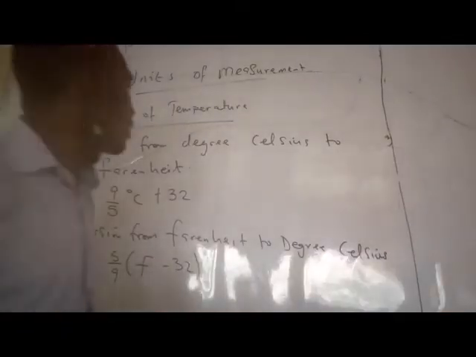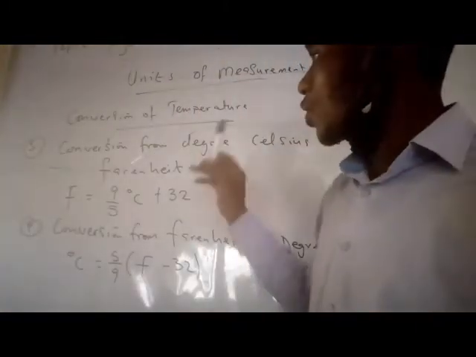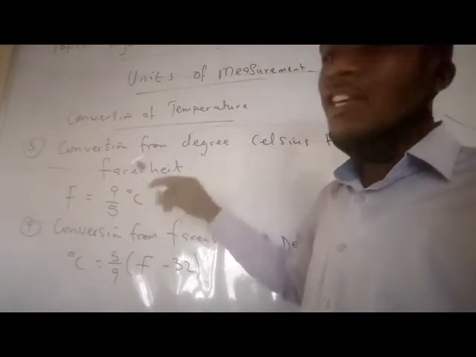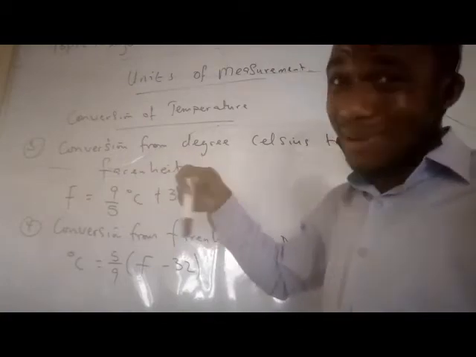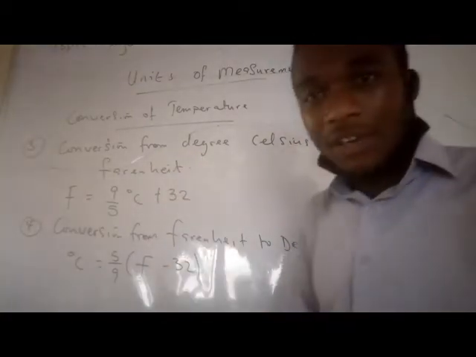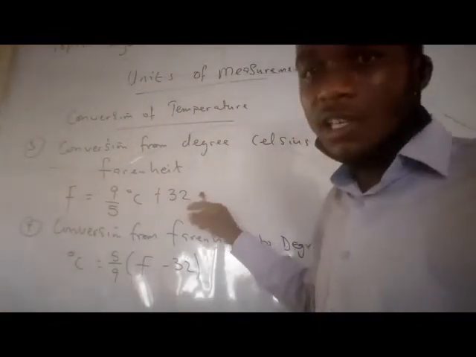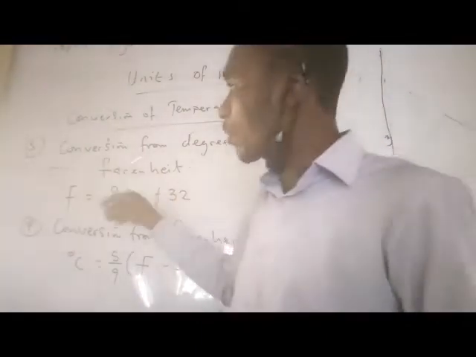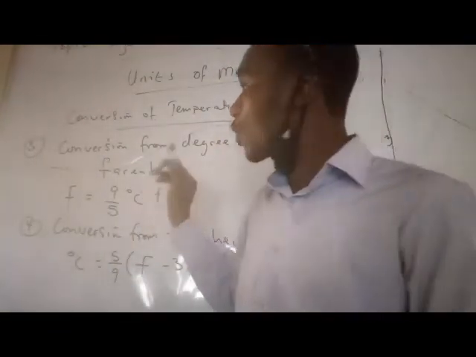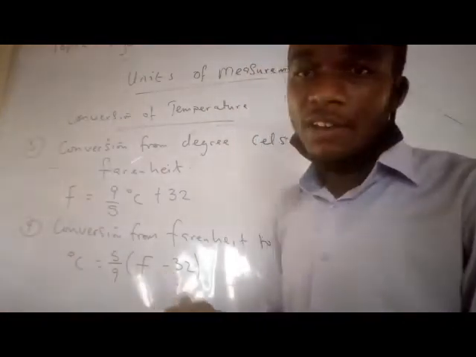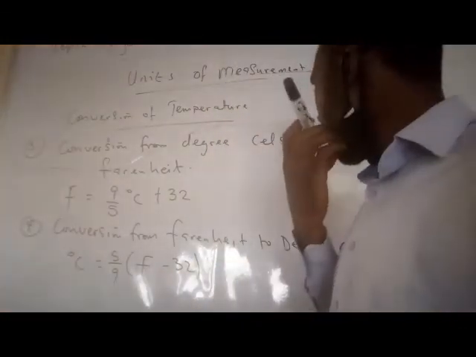Thirdly, to convert from degrees Celsius to Fahrenheit, all you need to do is multiply your temperature in degrees Celsius by 9 first. Divide it by 5. The answer you get, you add it to 32. I'll say it again: your temperature in degrees Celsius, multiply it by 9, divide it by 5, before you add it to 32.